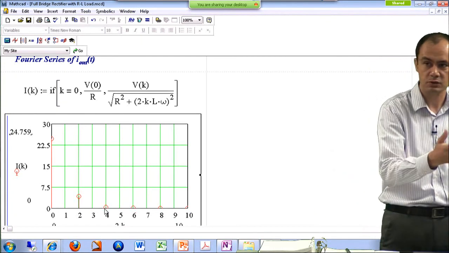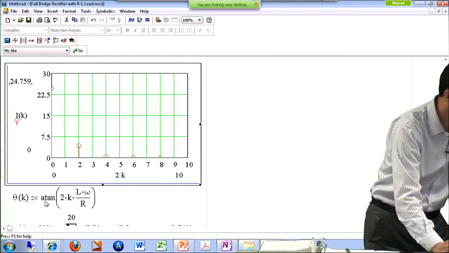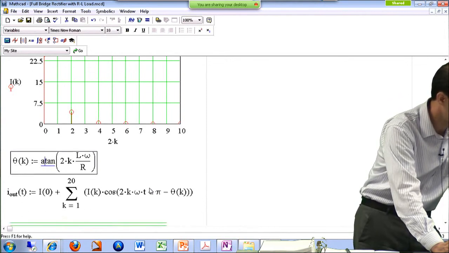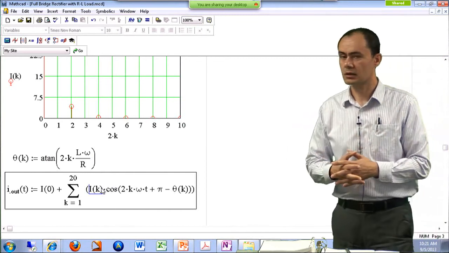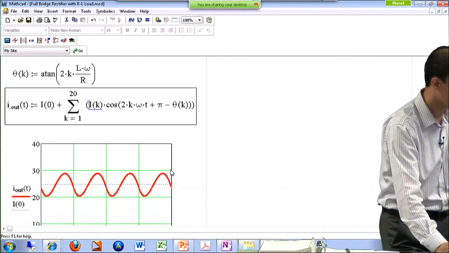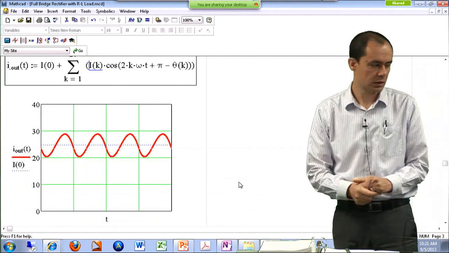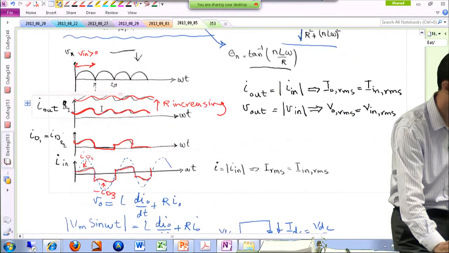Why? Because my signal is passing through a low-pass filter. And I'm looking at theta, which was the inverse tangent of n times L omega over R. In the end, I'm adding all of these responses with each other to construct the waveform of the output current. And this is your output current. This is the current that I drew over here as my output current.